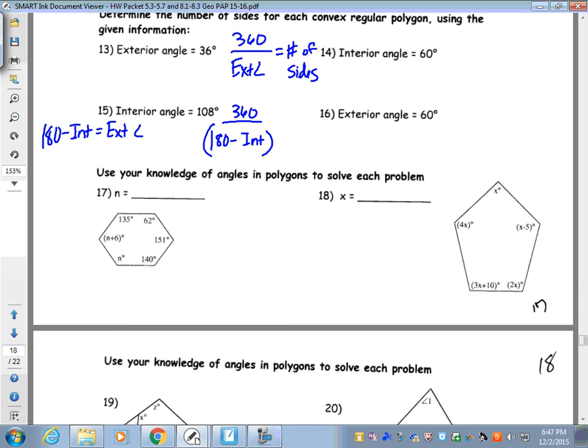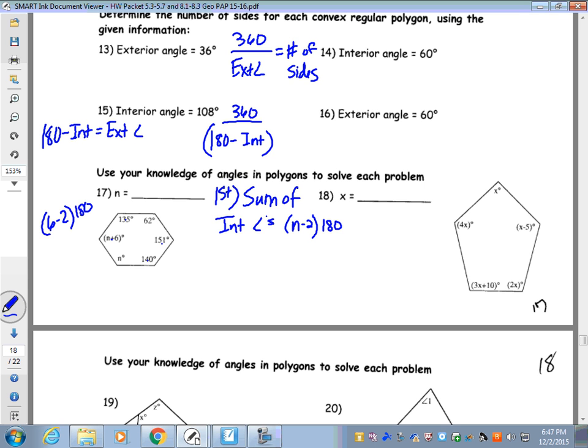And then here, whenever you have algebra expressions in the interior angles, you're always going to find the sum of the interior angles first, using that formula (n minus 2) times 180. So if I was doing 17, this had 1, 2, 3, 4, 5, 6 sides, so 6 minus 2 times 180. This ends up with the interior sum of 720. So you first find the interior sum.